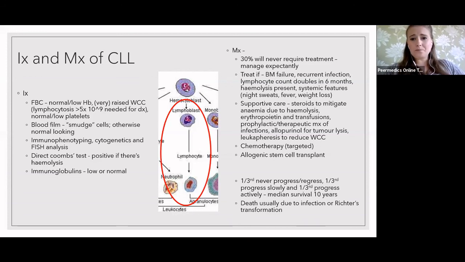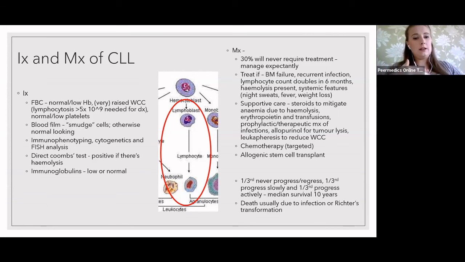To manage it, there's a rule of thirds with it, which we'll talk about in a minute, but about 30% of people you just leave, keep checking the bloods, make sure they're doing okay. If they start to get those symptoms of bone marrow failure, they start to get infections because, contrary to what I was saying, you've got your raised white cells, so generally when it presents, people aren't getting more infections.